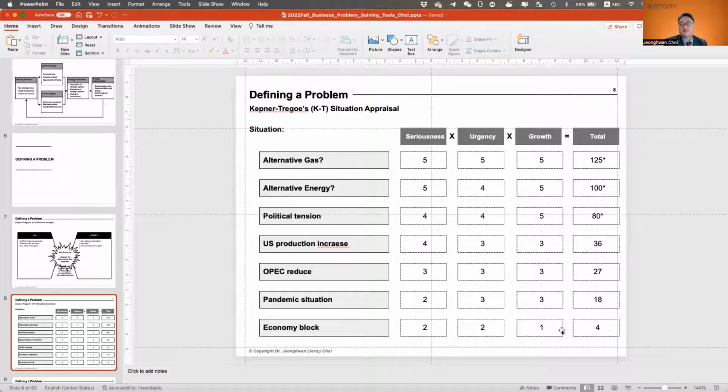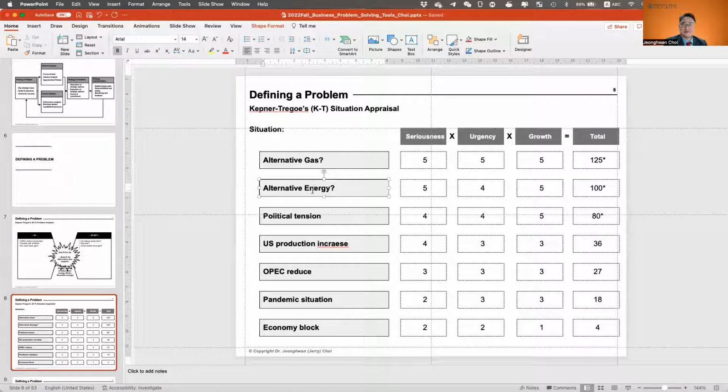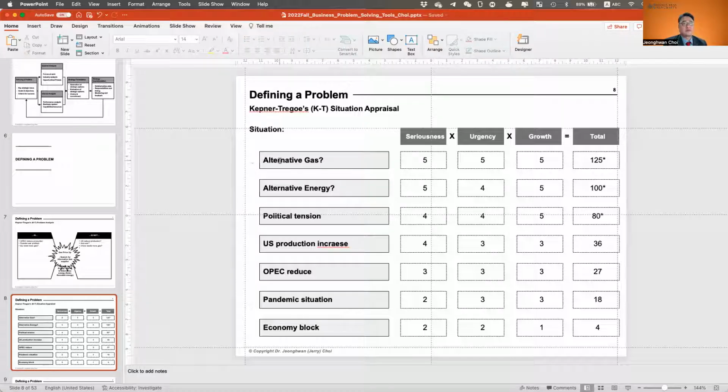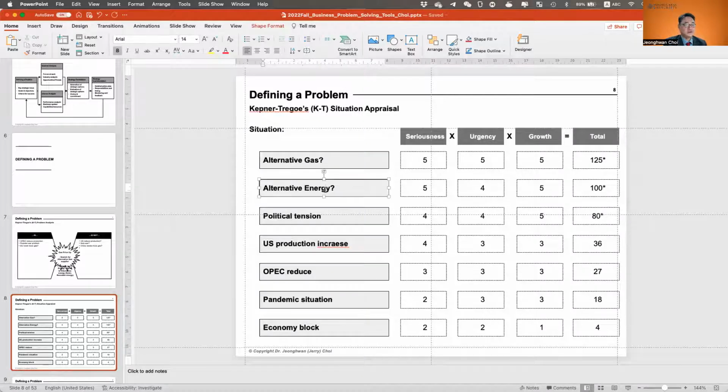Then finally you can get this number. Out of these, write them down, and I will choose only one or two, no more. I'd better search for alternative gas, alternative energy. Then I will raise this as a problem. I will choose these two problems to find a solution. So out of many, we can identify a few critical causes, critical problems.